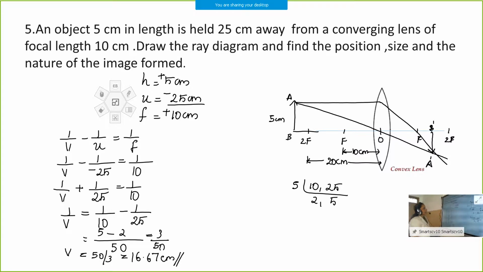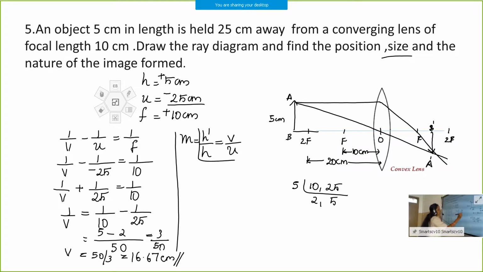Okay, next, since you need to find out the size, you can use the equation. How will you find out size? You know, magnification M is equal to height of the image by height of the object, that is equal to V by U. Okay, so now we have U, V and you have H also. So you can use this part of the equation to find out the height of the image.